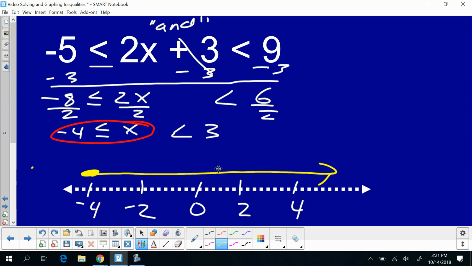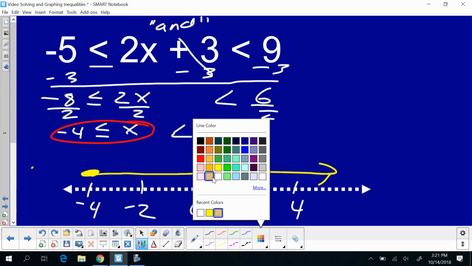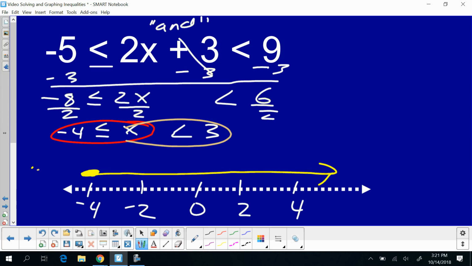If I look at the second part of the equation, which I'll circle here in tan, x is less than 3. Well, the numbers that are less than 3, is 3 less than 3? No, it's not. So we have an open circle at the 3. Now, is 2 and 99 100ths, is 2 and 999 1,000ths less than 3? Yes, it is. All of the numbers that are just smaller than 3 would satisfy that part of the equation.